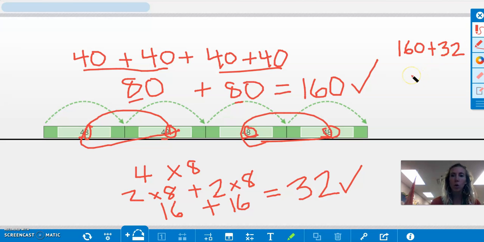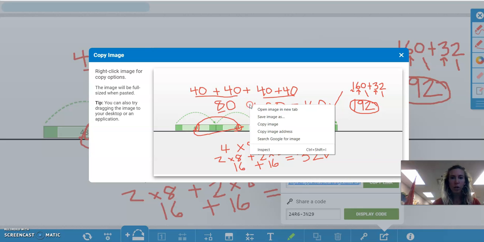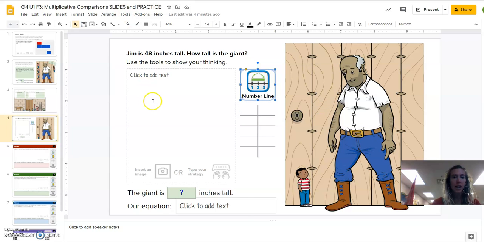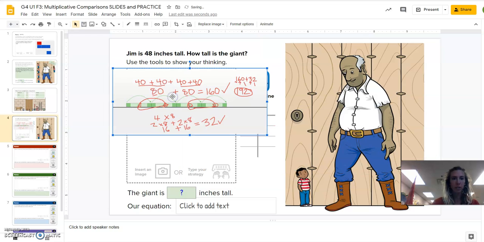I'm going to get a total amount of, well, I have 100 right here. Now how many tens do I have? I have 6 tens and 3 more tens, which will be 9 tens. And then I have 0 ones and 2 ones, which will be 2. So I have a total of 192 inches. So I'm going to share that, copy that image, right click, copy, go back to my slide, and I could paste it in there. Okay, paste my work in there.